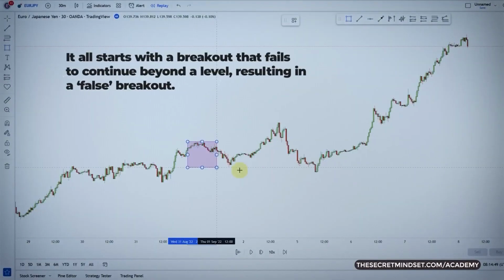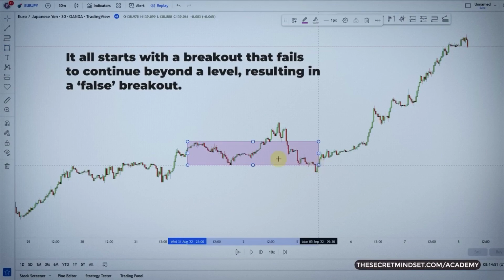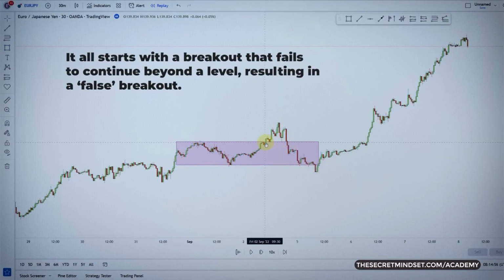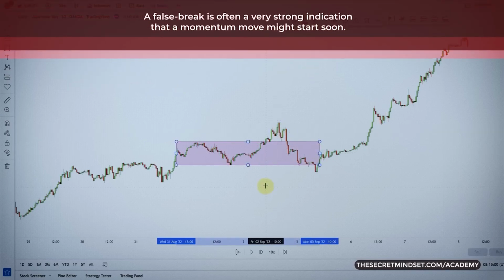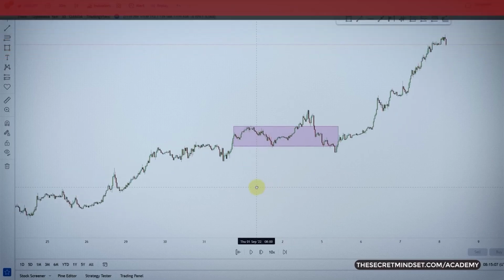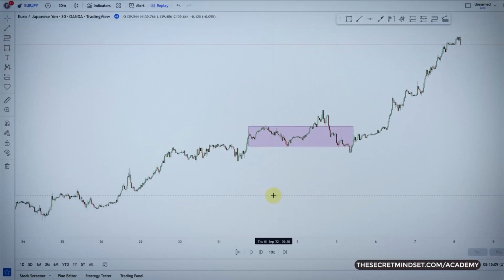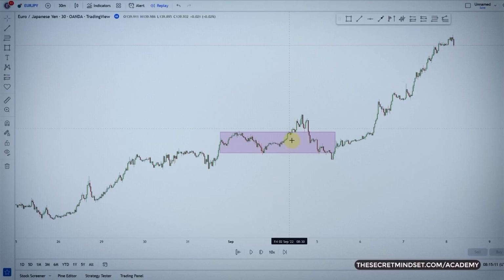It all starts with a breakout that fails to continue beyond the level, resulting in a false breakout. False breakout patterns are one of the most important price action patterns to learn, because a false break is often a very strong indication that a momentum move might start soon. Trading is a game of deceptions and traps, and you must learn to play it accordingly.